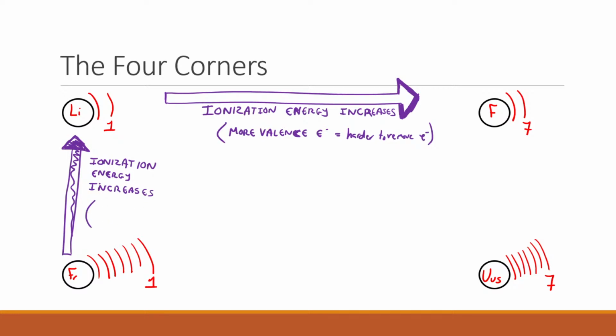And this time, it's due to the number of shells. Fewer shells means a stronger hold on your electrons, making it harder to take them away.